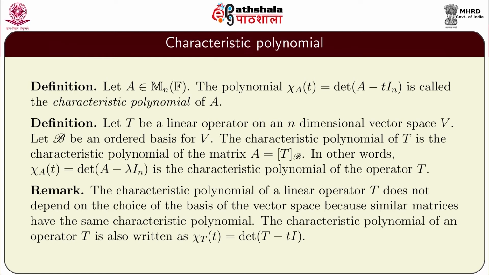Well, it is easy to see, because if two matrices A and B are similar, then we can write B as P A P inverse for some invertible matrix P, and we can see that the determinant of A minus T In and the determinant of B minus T In would be the same if A and B are similar. Therefore, the characteristic polynomial of a linear operator T is independent of the choice of basis for the vector space V, and it is usually written as chi T of T, which is the determinant of T minus T I. Here I is the identity operator on V.